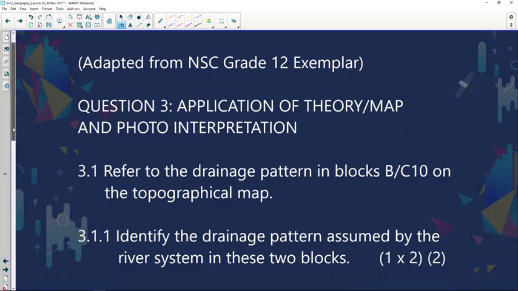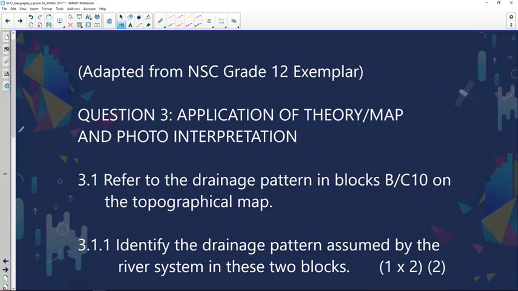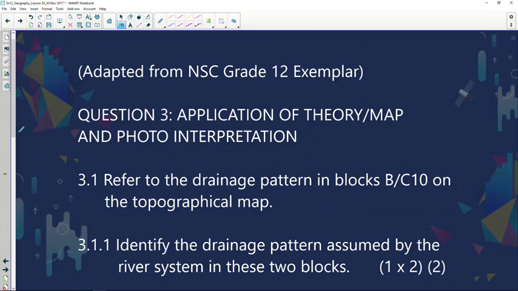Now, question 3 is the application of the theory. Everything that you've learned in climatology, geomorphology, settlement, and economic geography can be based on this map. It depends on what type of settlement it is. It depends if it's close to coastal areas, how it's going to be influenced by climate. And it depends on what type of primary activities, economic activities, exist in the area.